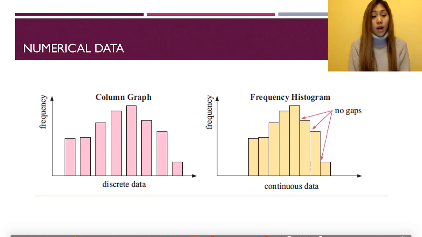Numerical data is displayed as column graphs or frequency histograms. Column graphs are for discrete data. Do you see how each of these are individual columns? They're not stuck together. Continuous data, because they're a range, are going to be overlapping ranges. So that's why the bars are connected. They're not apart. So that's why there are no gaps.